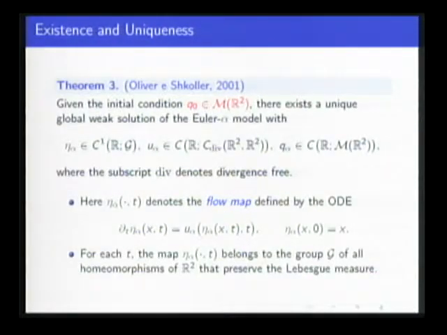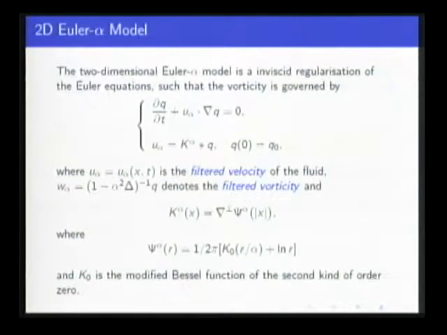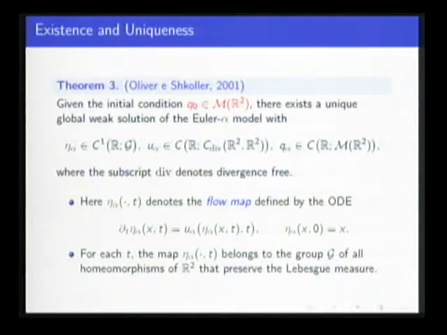In 2001, Oliver and Shkoller showed that the 2D Euler alpha model is globally well posed when you consider initial data that are in the space of finite Radon measures. Moreover, they were able to show that there exists a unique flow map that describes the evolution of the particles that preserves the Lebesgue measure. Therefore, it follows from the existence of this flow map that the vorticity is transported by the flow.